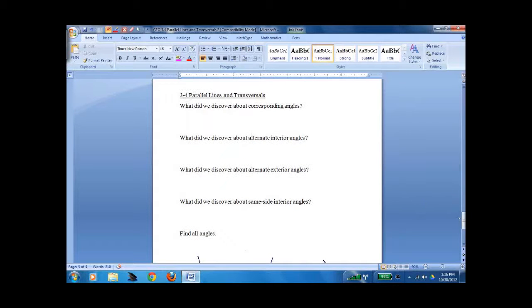What do we discover about corresponding angles? They are congruent. But alternate interior and alternate exterior angles, same thing. Congruent, congruent. What do we discover about same side interior angles? They add up to 180 degrees.